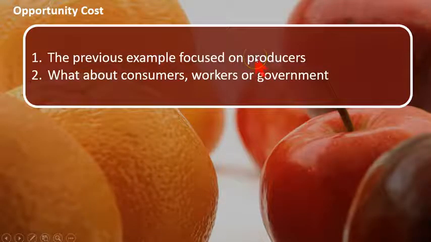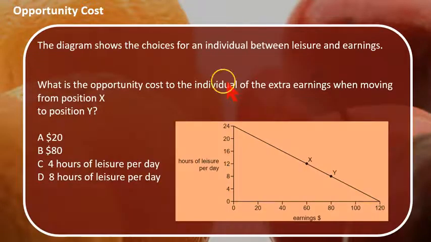Now this is the third aspect. We have seen it from the point of view of consumers, apples and oranges. We have seen it from the point of view of producers, the previous example in the video. Now let us see from workers' perspective. How do workers face the problem of limited resources and unlimited wants, and how do they sacrifice one thing for the other? So here's a good question. The diagram shows the choices for an individual between leisure and earning. Of course, it's from the point of view of a worker. What is the opportunity cost to the individual of extra earning when moving from position X to position Y?